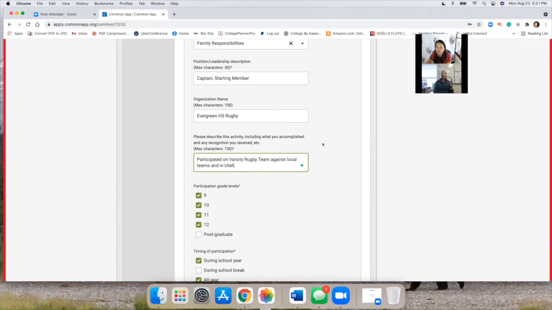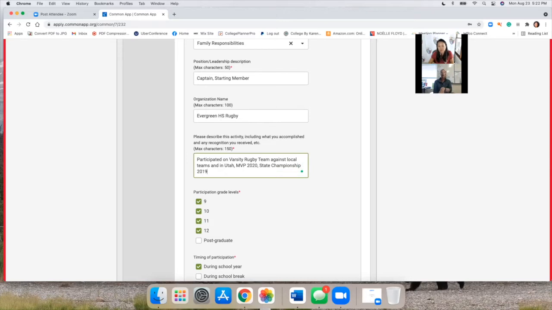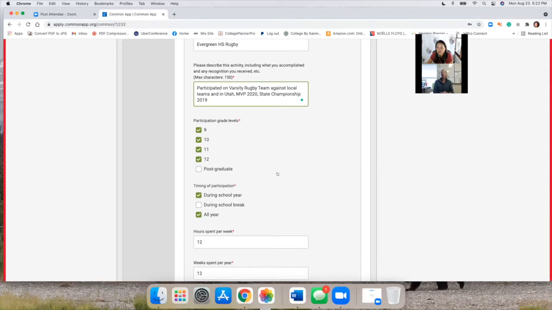So you need to edit off any sort of introductory phrases. See how it says "participated on varsity rugby team against local teams"? That is a really concise way of presenting it versus "I play rugby on the varsity team and we go to Utah." That is not how you want to present it. You do not need to write in full, thoughtful, structurally correct sentences. And then you can add the year and any awards and any of those notations that make you stand out. Which is why I think a lot of times people underestimate the activities section.